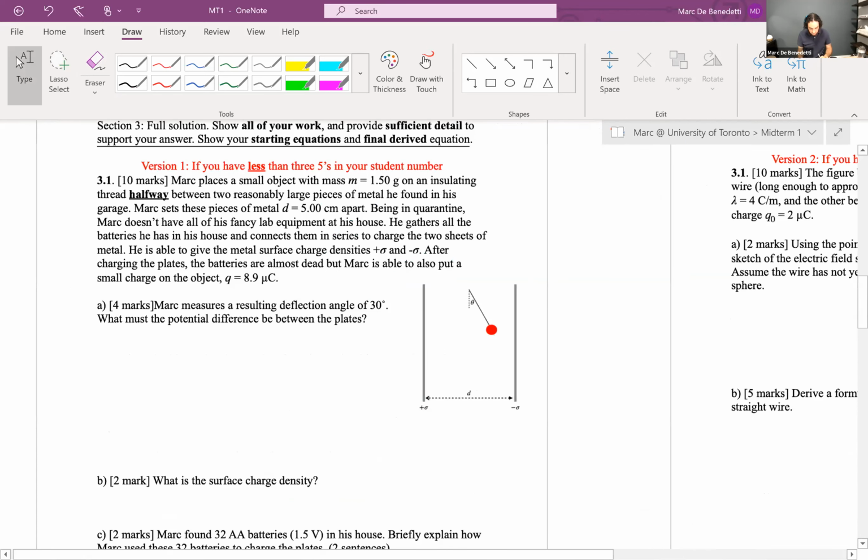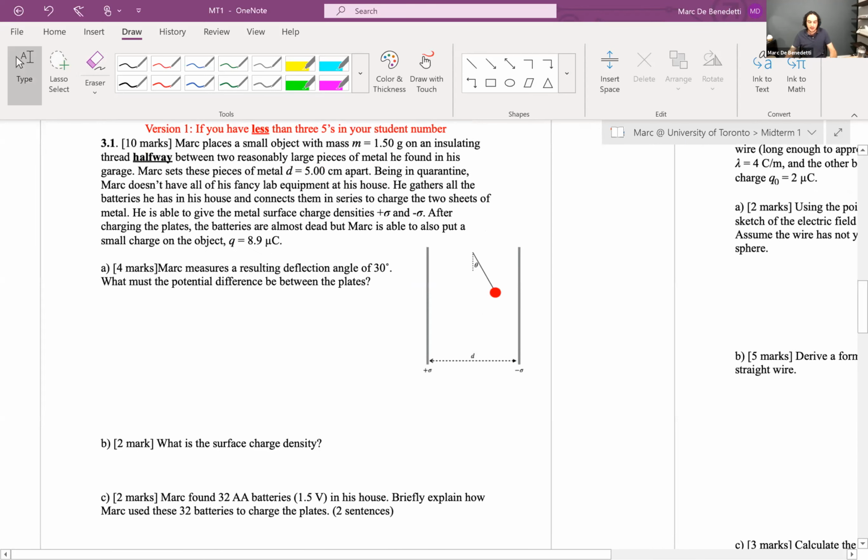Okay, moving right along. Here we have two charged plates causing an E field and thus deflecting a charged object. And we are measuring a deflection angle of 30 degrees, and we want to know what the voltage is as a result of that. So this is an equilibrium question.